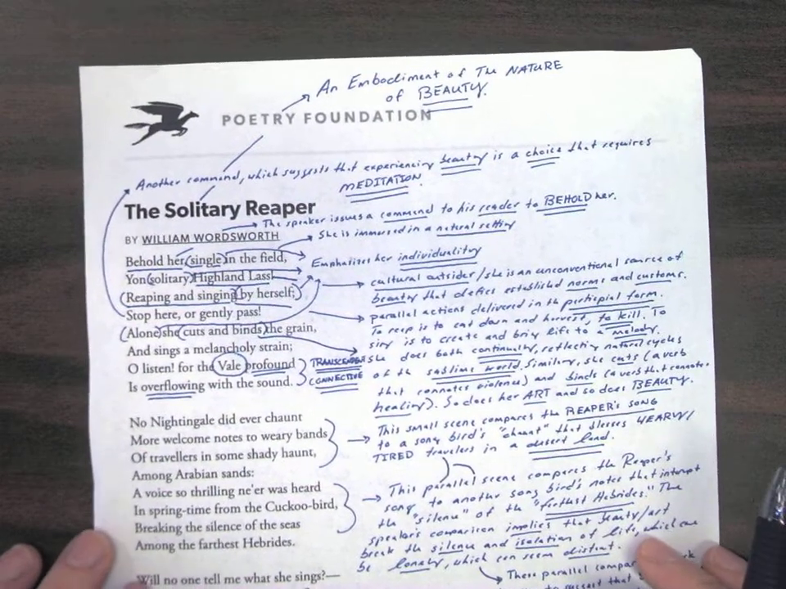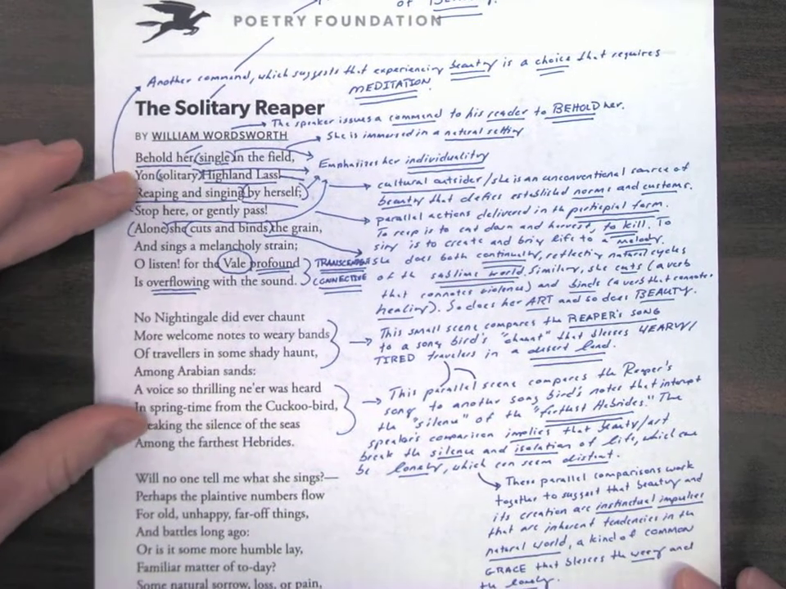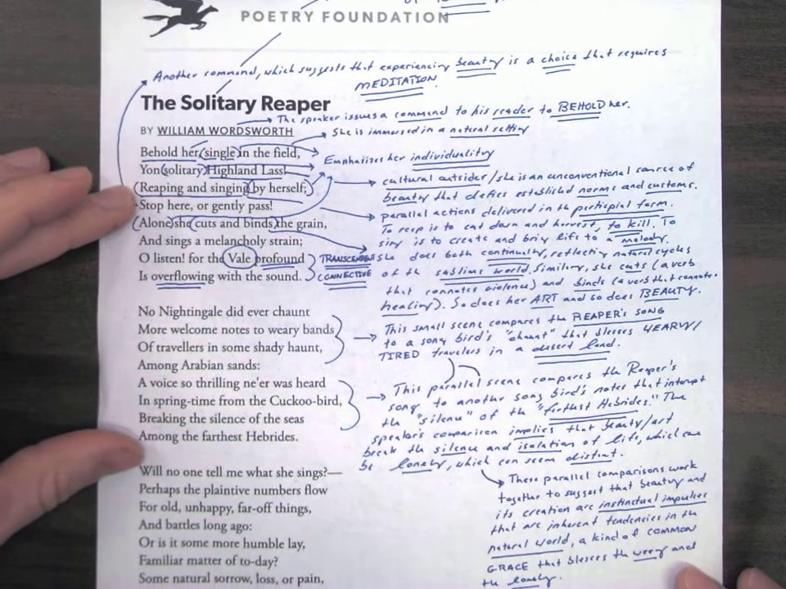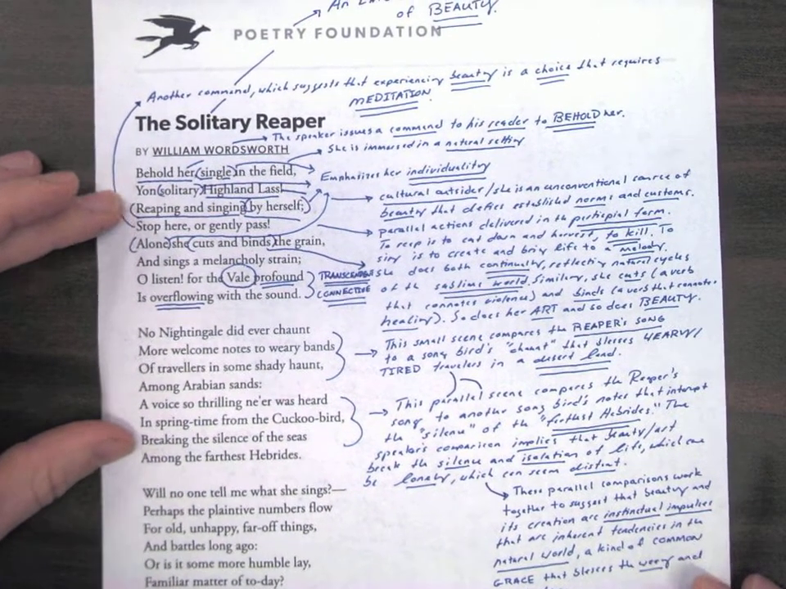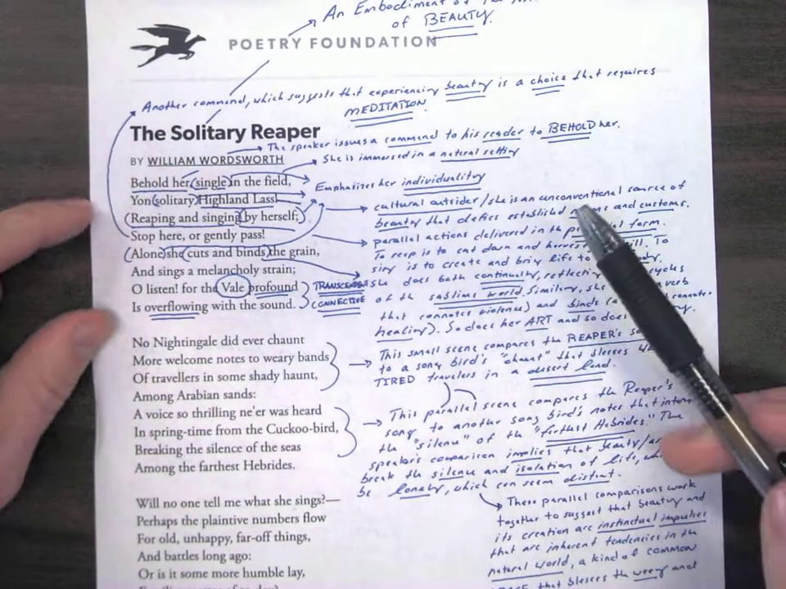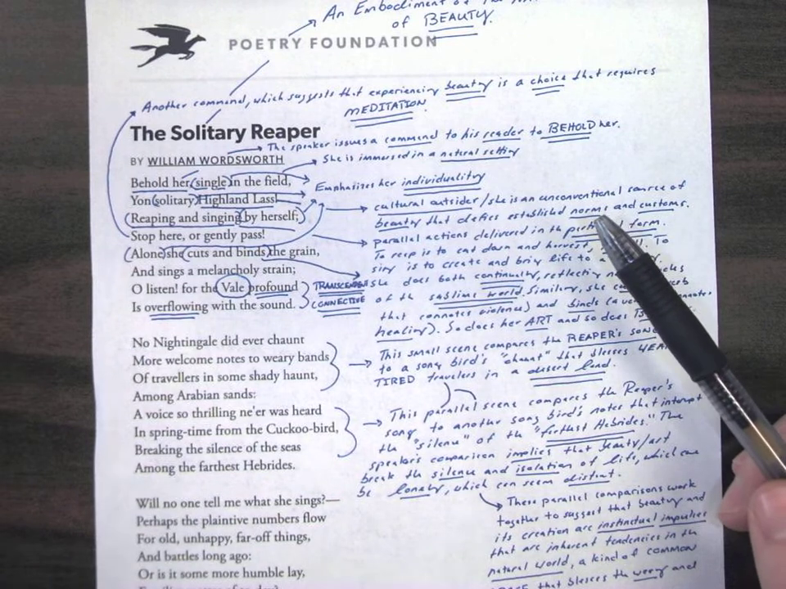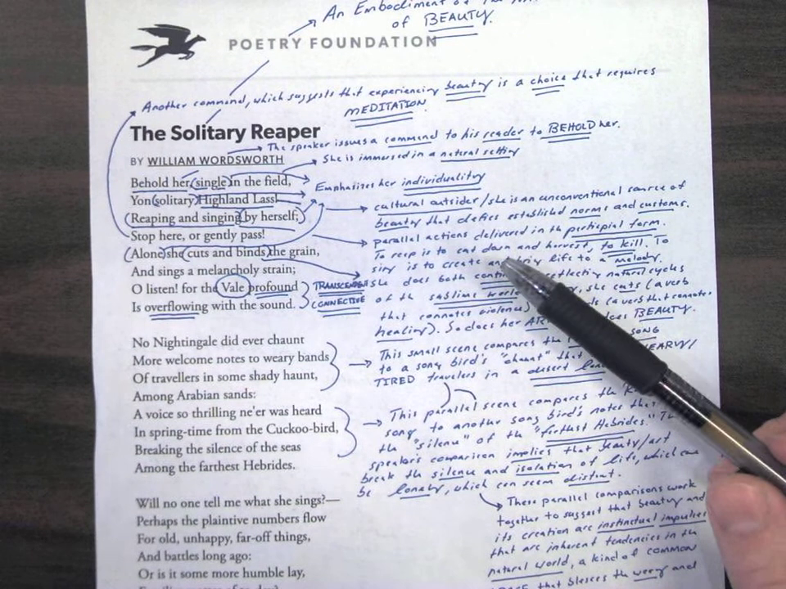So the central question that we should be asking ourselves through the course of our analysis of these first two stanzas, which we're working on today, is: what and how does the solitary reaper embody the nature of beauty?